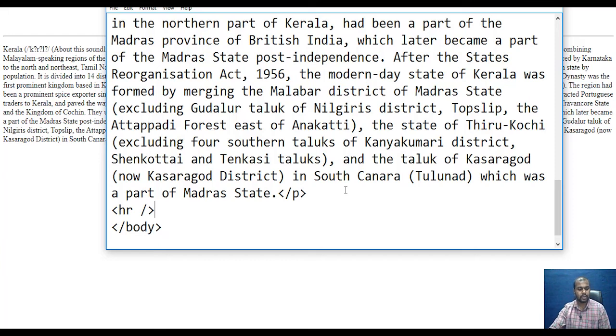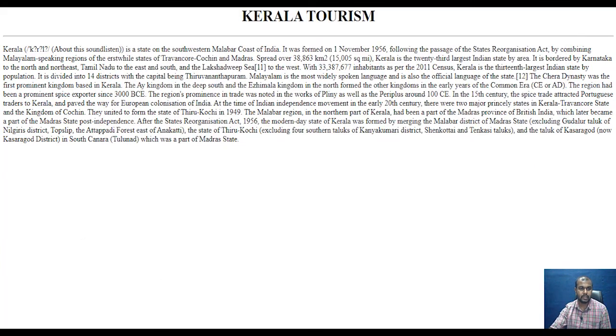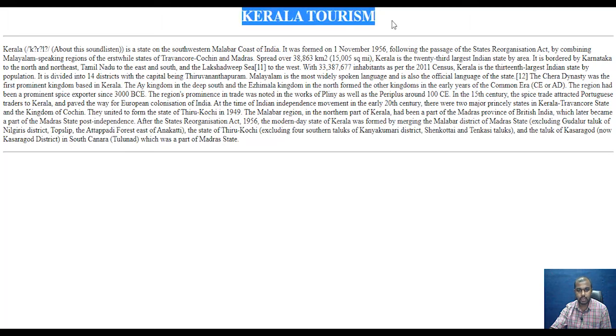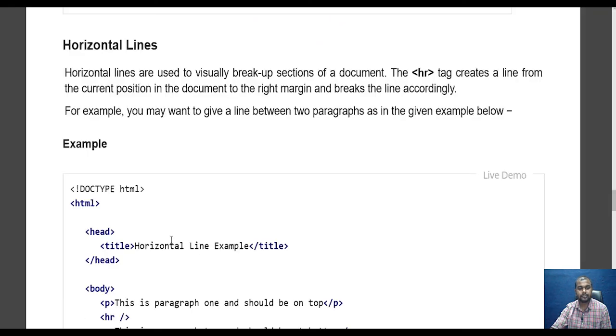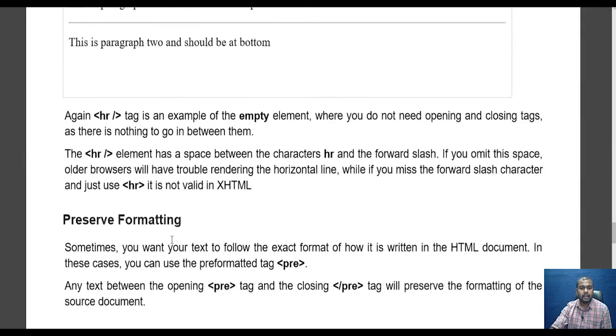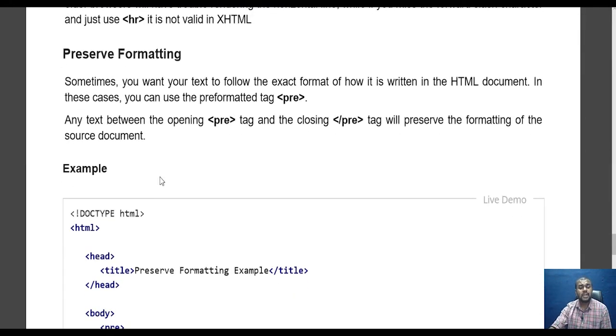Why is it called a non-pair tag? Because it doesn't have a closing tag. Even if you want to give properties to the HR, you cannot. It doesn't have a closing tag. So I've used the H1 tag here, then the HR tag here, the center tag, and the paragraph tag, the P tag. Now we have something called preserve formatting.